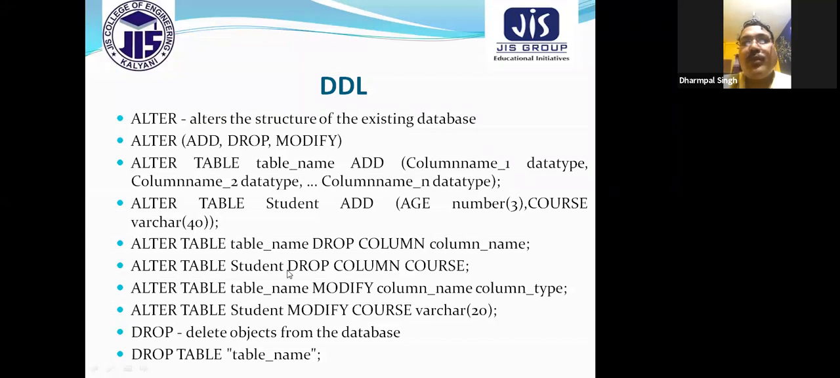Suppose I want to do a modify, because suppose I have given the course size as 40, but I have seen that no subject is greater than 40, so it would take too much space. So here I want to modify the size from 40 to 50. I can write alter, then the name of the table, then what I want to do, modify, where I have to mention the column and column type there.